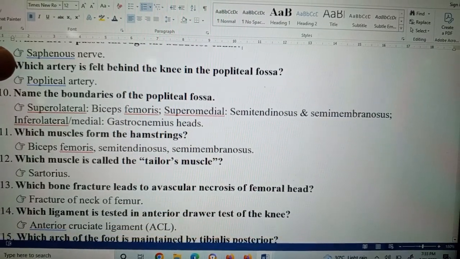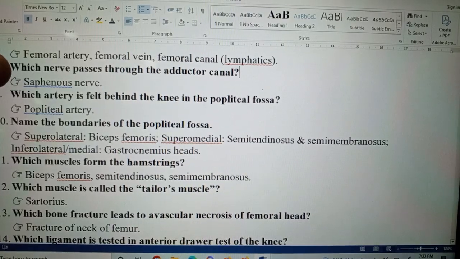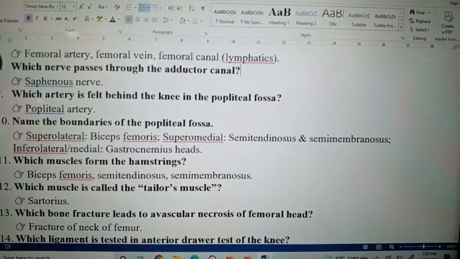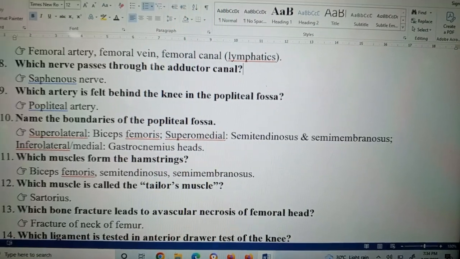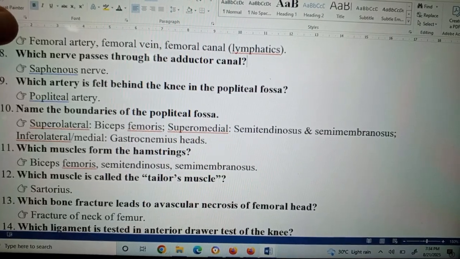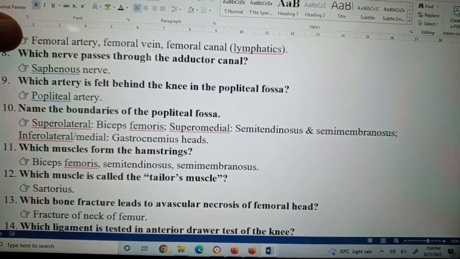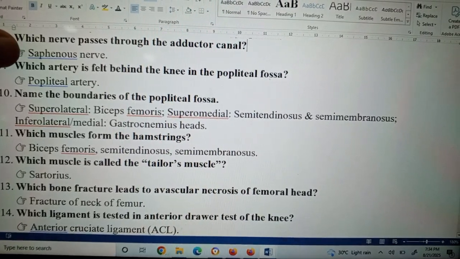Name the boundaries of the popliteal fossa. But one more thing, please keep this in mind: the pulsation of the artery is felt, not the nerve. Do not get confused. Nerve is not palpated, artery is palpated. Please do not make such blunders in the exam.